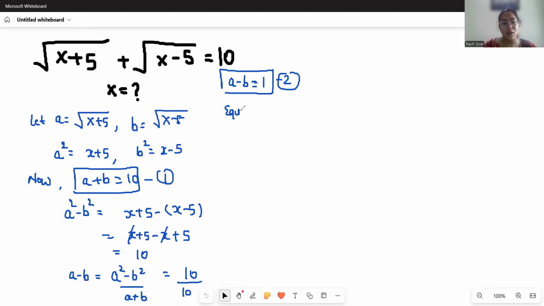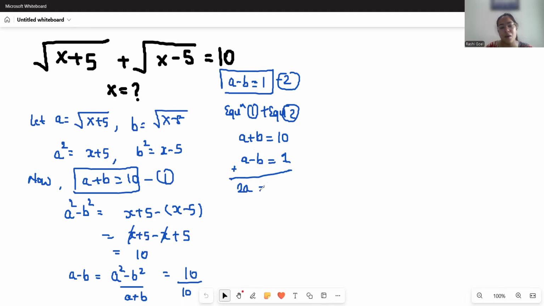Now adding equation 1 and equation 2. So a + b = 10 and a − b = 1. This becomes 2a = 11. So what is the value of a? It's 11/2. Now put the value of a in either 1 or 2.